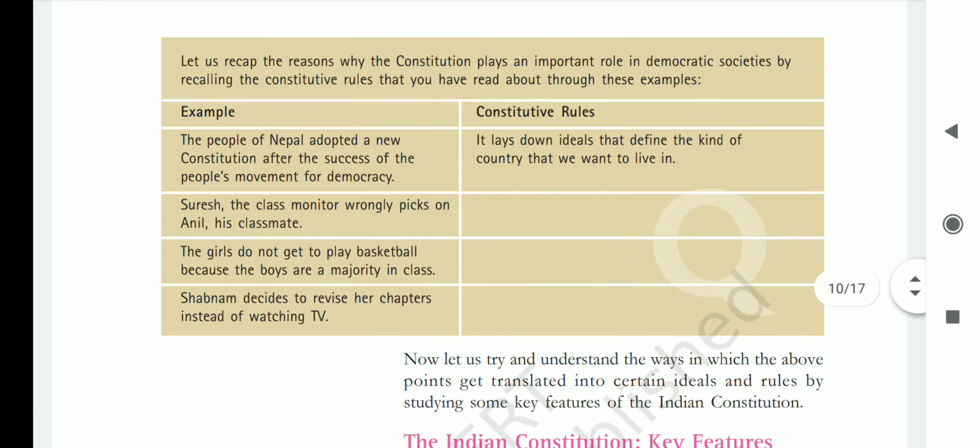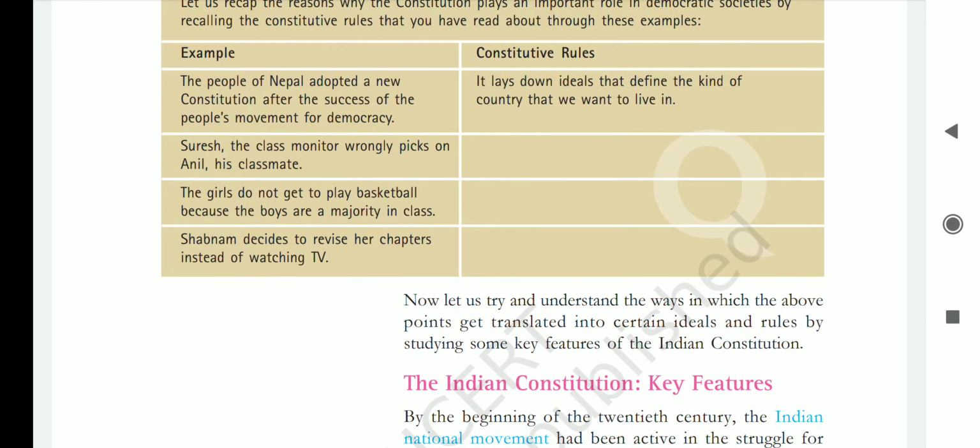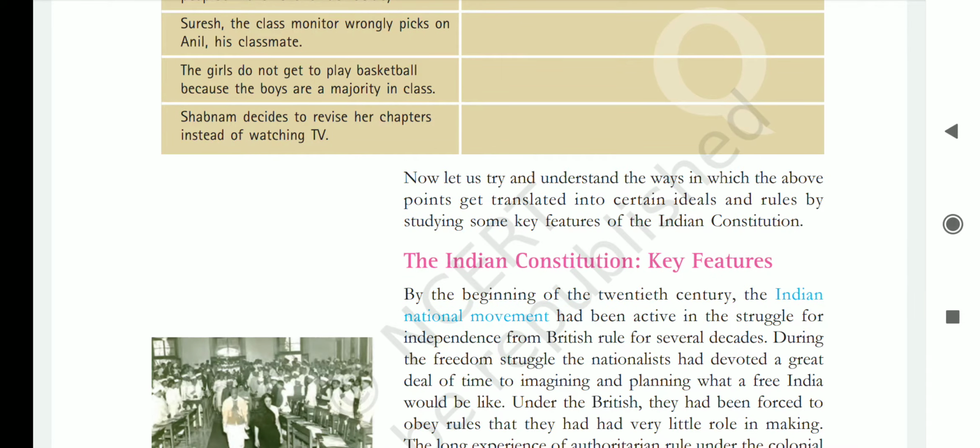Then we saw a situation about Suresh, the class monitor, who wrongly picks on Anil and his classmate. Then the third example, the girls do not get to play basketball because the boys are a majority in class. And in the last situation, Shubham decides to revise her chapters instead of watching TV. Today we will see the key features of the Indian Constitution.